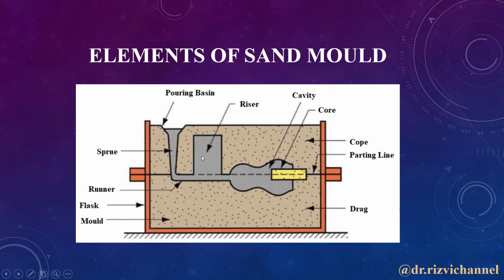This is the riser where the extra material rises and it compensates the shrinkage. Here you can see it is a pouring basin where we can pour the molten metal from the ladle. It is basically of cup shape. Following it is a sprue that connects the gating system and the molten metal enters from here. It is the runner. Runner is parallel to the parting line and this is the flask. It is a metallic flask that contains sand inside it.